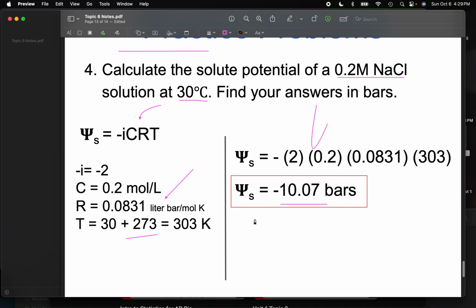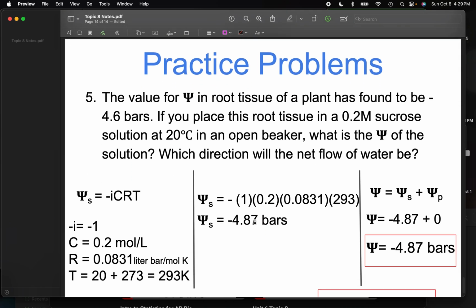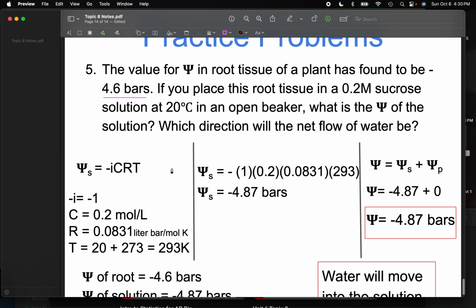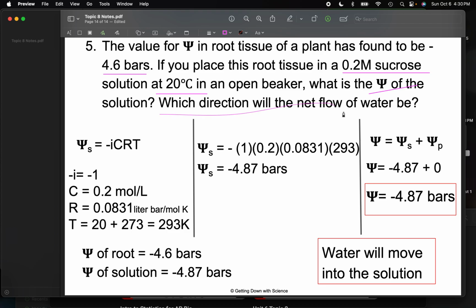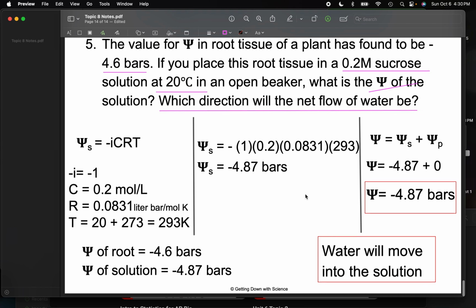So, it's another simple one. You just plug it in and you solve the equation. So, the value for water potential in root tissue of a plant has been found to be this. So, we already got one variable. If you place the root tissue into 0.2 molar sucrose, 20 degrees Celsius in an open beaker, what is the water potential of the solution? Which direction will the net flow of water be? Now, this is the type of question that we're going to be seeing. This is more like a College Board question. Which direction will the net flow be?